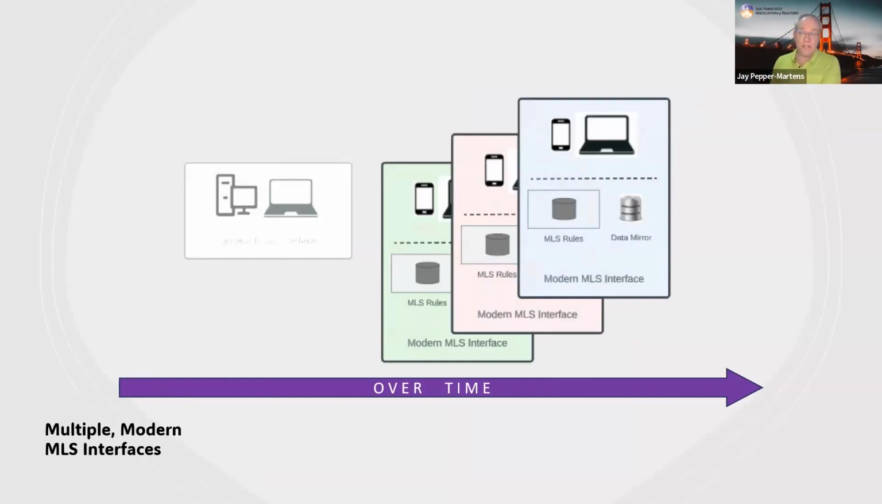You may use the MLS to add the listing, and then you might use one of the lightweight interfaces to add an open house to your listing, and then you might use a third application to update the status or maybe change your closing details when the listing gets sold.